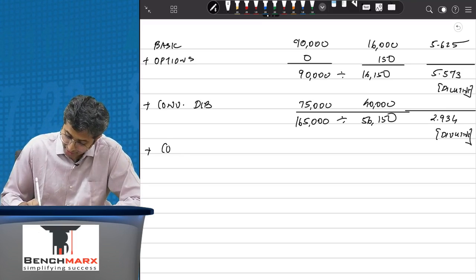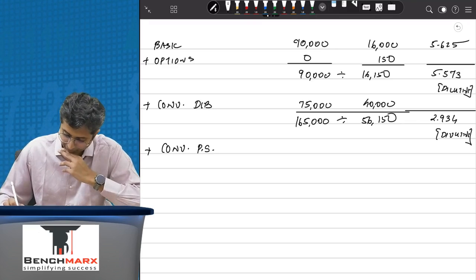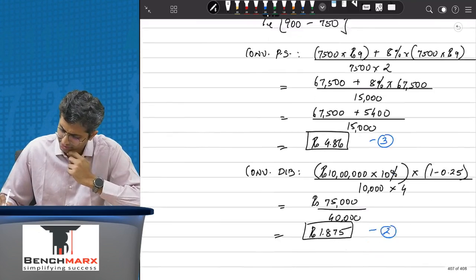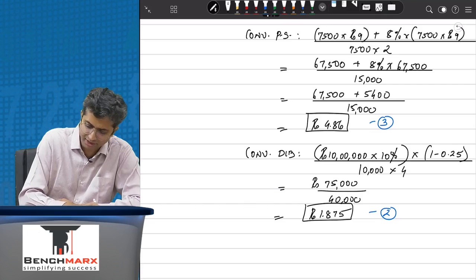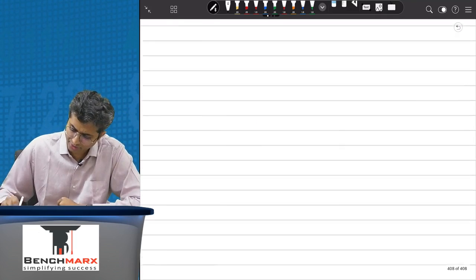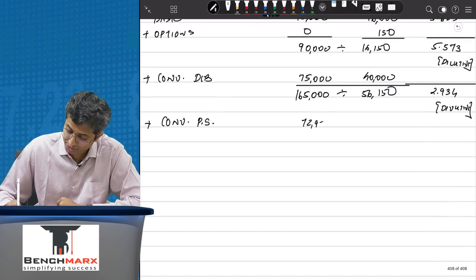Plus we look at convertible preference shares. If we look at convertible preference shares, they help us in saving, I think, 67,500 plus 5,400, that is 72,900. They help us in saving 72,900.